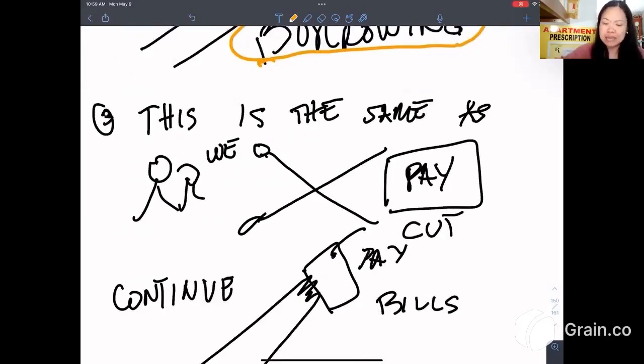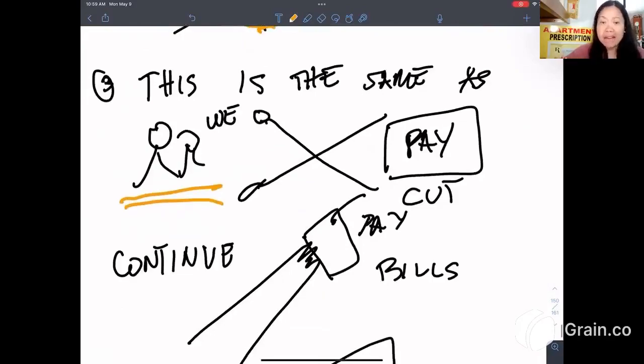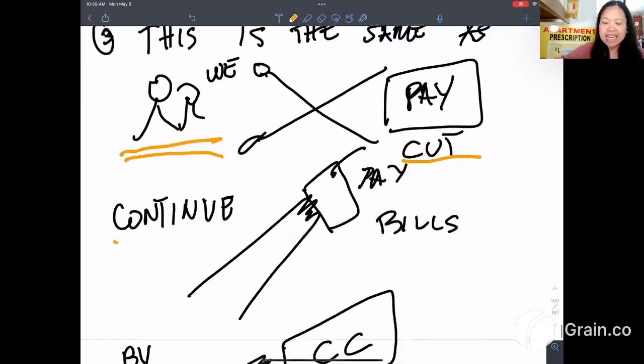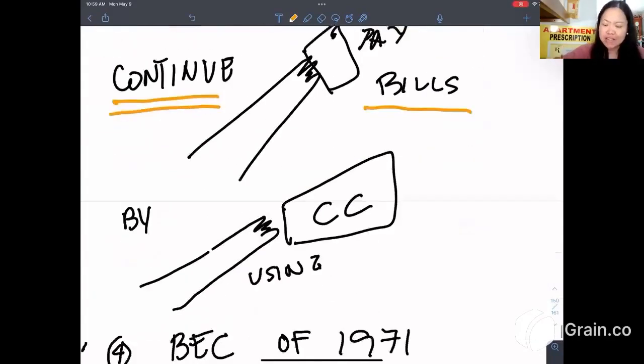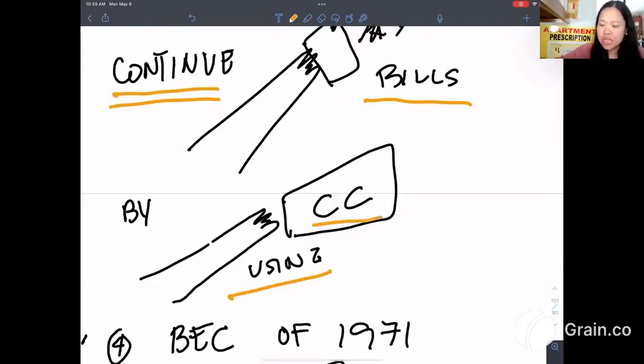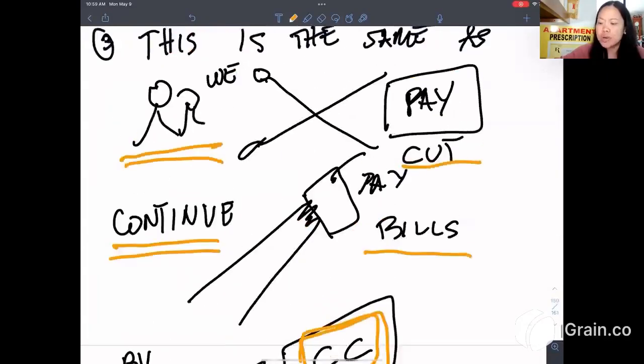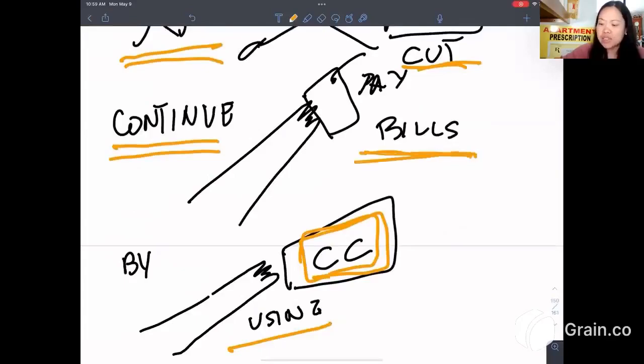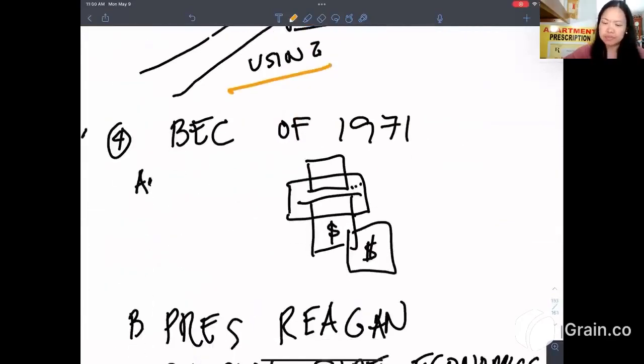And this is the same as in our own individual homes. We have a pay cut, and yet we still continue to pay our bills. And how do we pay our mounting bills when we have a pay cut? We can only do that if we borrow using credit cards. So what happens when we use our credit cards with less money, less income? Our bills, our debt will be higher.